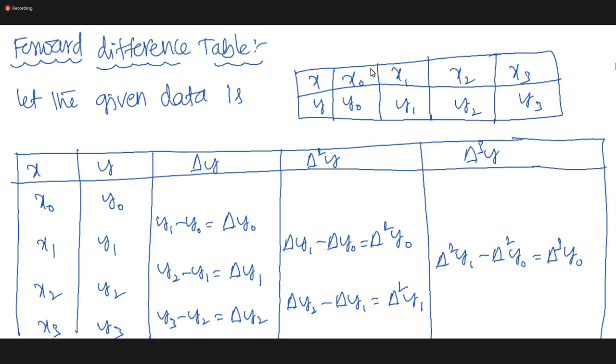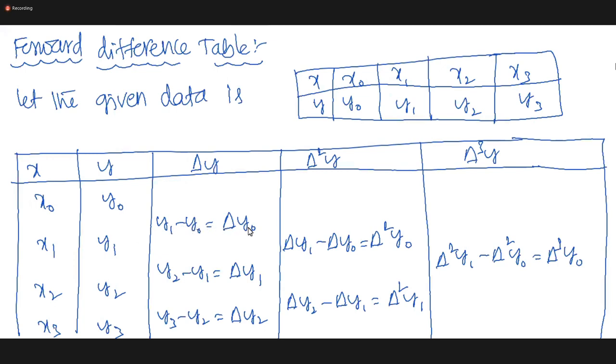Excuse me, sir. Now tell me. Sir, we won't get a second order forward difference for y naught, no, sir. We'll be having second order from y1, I guess. Second order difference will be starting from y1, no, sir. Actually, there is a mistake. Please correct that mistake. Okay.